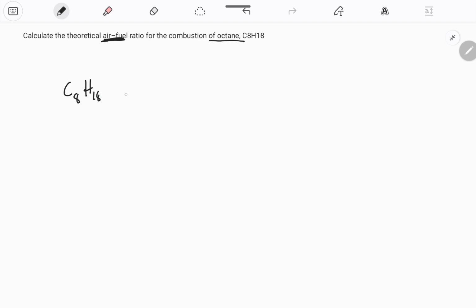C₈H₁₈. So if it's combustion, so it's burning in the presence of oxygen to give you carbon dioxide and water, right? So let's try to balance it.